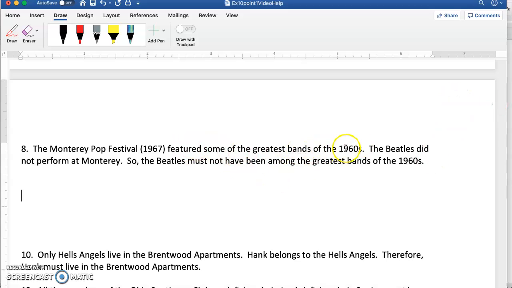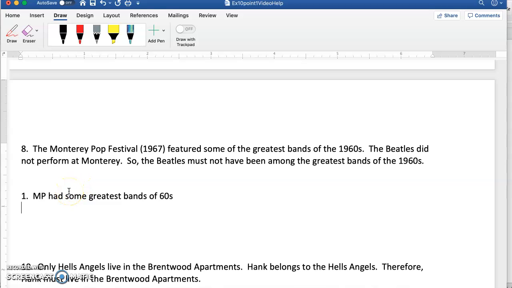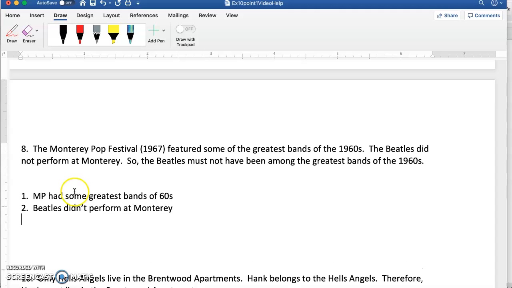Monterey Pop Festival features some of the greatest bands of the 60s. The Beatles did not perform at Monterey, so the Beatles must not have been among the greatest bands of the 60s. Okay, so premise 1: Monterey Pop had some of the greatest bands of the 60s. Premise 2: Beatles didn't perform at Monterey. Conclusion: Beatles not a great band of the 60s.